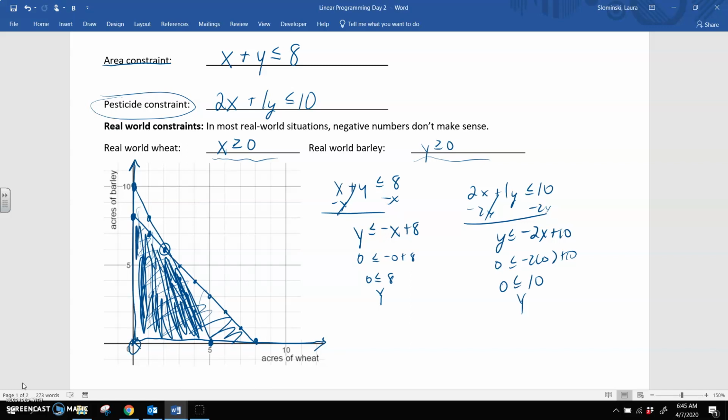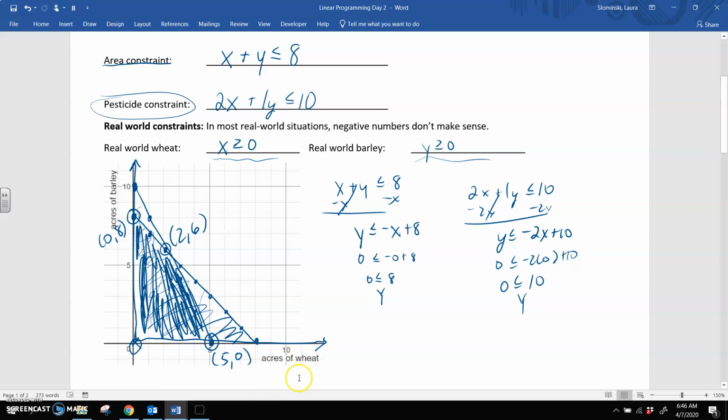The 4 possible options that could maximize my profit are 0, 0, which doesn't make sense. We're going to test it this time. You don't usually need to test it. I could sell 0 acres of wheat and 8 acres of barley. The 0, 8 is key. I could sell 5 acres of wheat and 0 acres of barley, or looks like 2, 6 is that point. So 2 acres of wheat and 6 acres of barley.